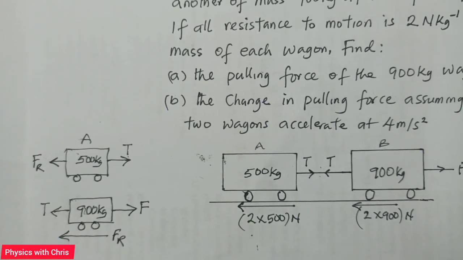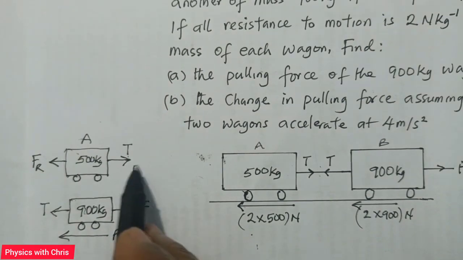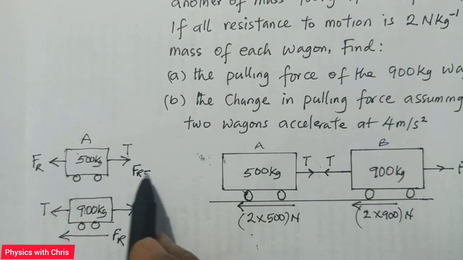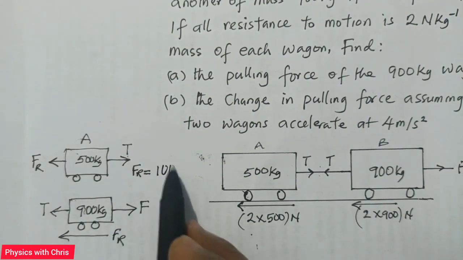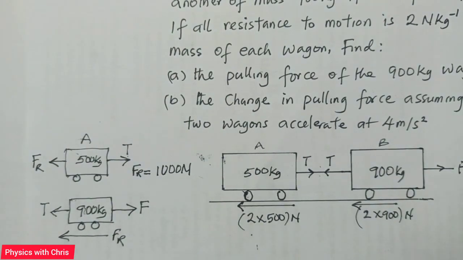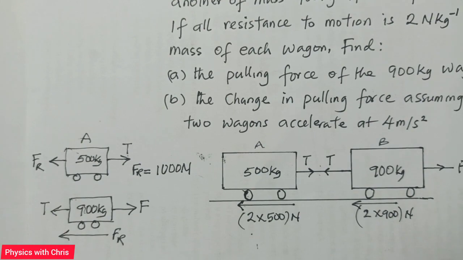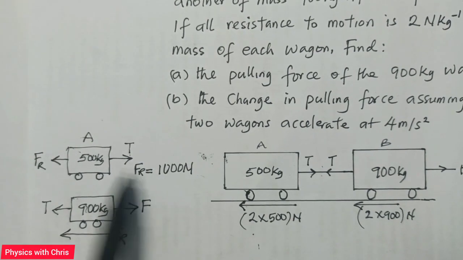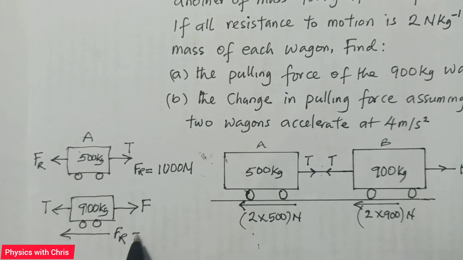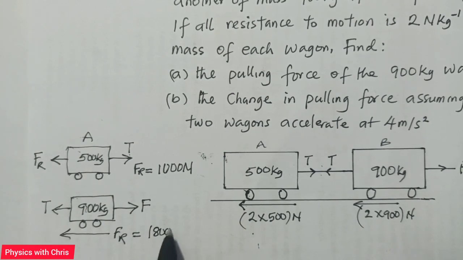So let's calculate the frictional force in each case. In the first case, the frictional force Fr is given as 2 times 500. We can see that now. That is 1000 Newton. Because the frictional force is now expressed in Newton per kilogram. So for the 500 kilogram mass, the frictional force opposing the motion is this. And for this one, it is 1800 Newton.